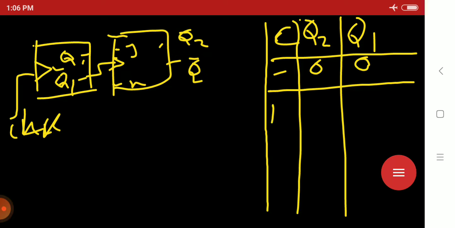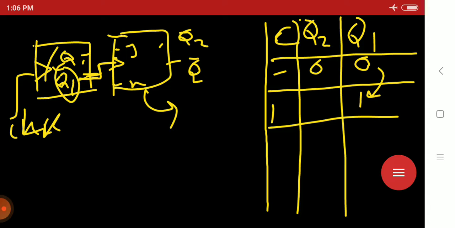After the first clock pulse, the flip-flop is on, that means it will toggle the initial state of Q1. The initial state of Q1 is 0, so it becomes 1. And if Q1 is 1, the Q1 bar complement is 0. Q1 bar, the complement, is giving 0 to the second flip-flop. And clock 0 means, for positive edge triggering, the flip-flop is off. That means the second flip-flop will also be off. So the second flip-flop output will be 0.